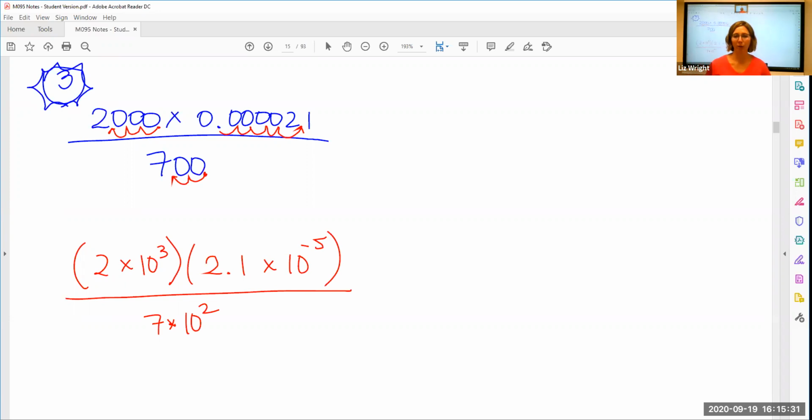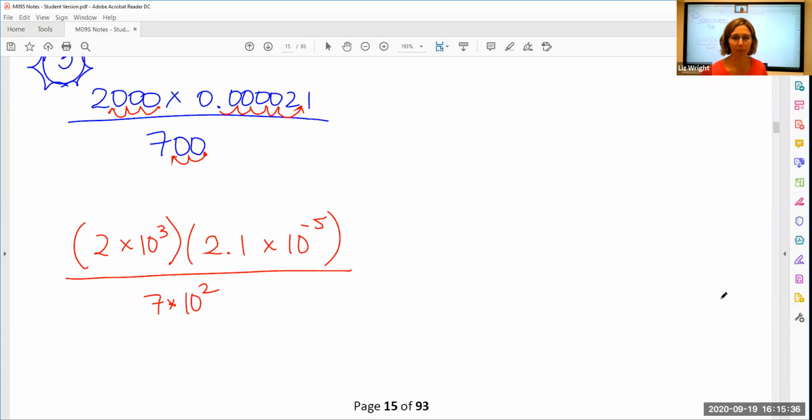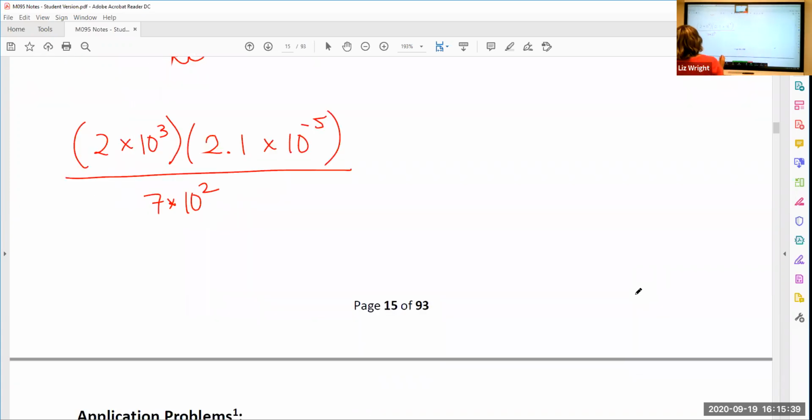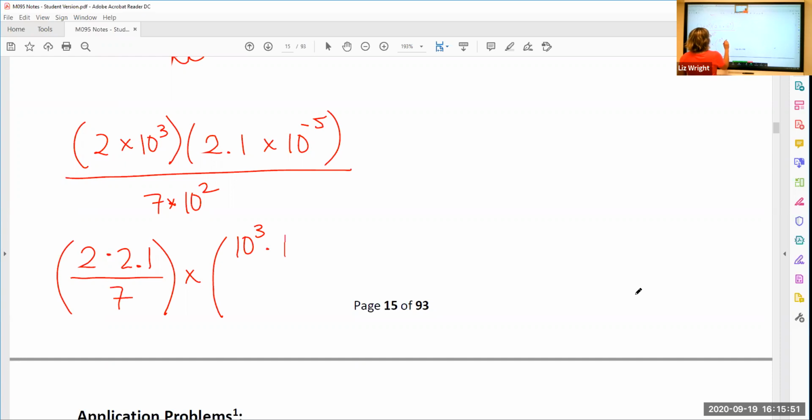Now what I would like for you to do is group all your mantissas together, group all your powers of 10 together. So here we're going to have 2 times 2.1 all over 7. So I'm grouping my mantissas together. And then I'm going to put my powers of 10 together. So it's going to be 10 to the 3rd times 10 to the negative 5th all over 10 squared. Now in your calculator, you can do 2 times 2.1 and then divide that by 7 and you should be getting 0.6.